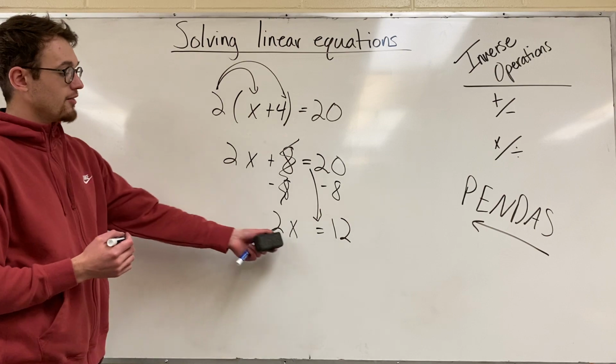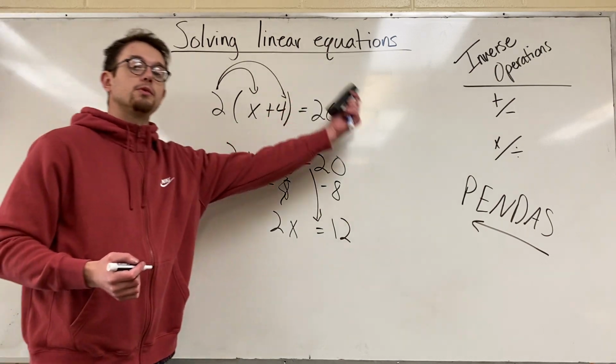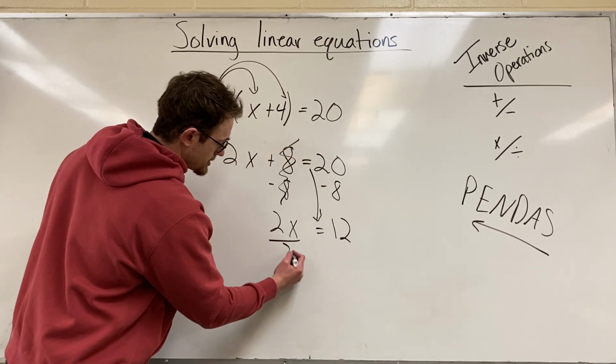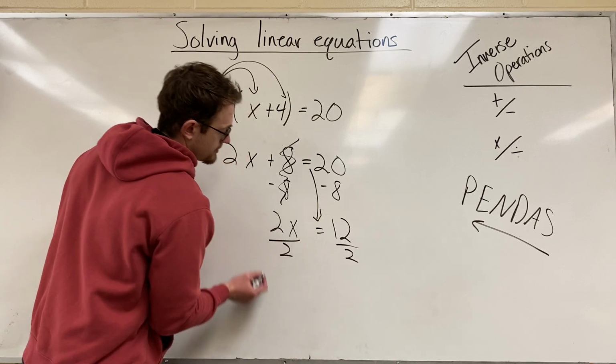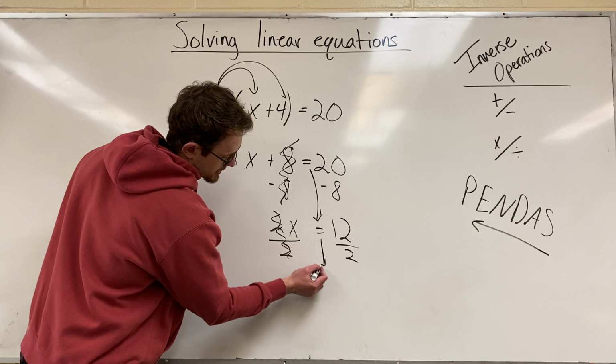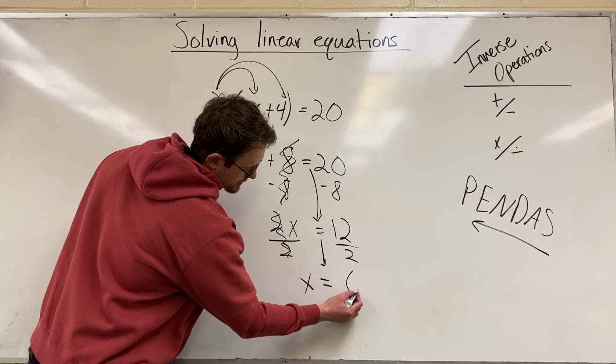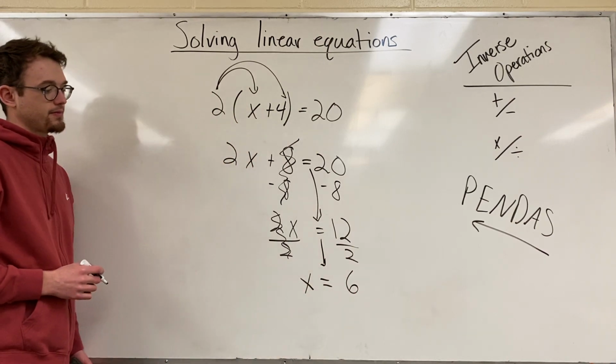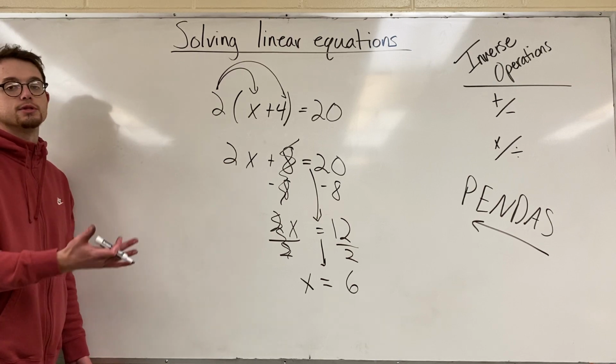Now in my last step, I have multiplication. I'm going to cancel out multiplication with division. So I'm going to divide by 2, that's gone. Drop my equal sign, x equals 6. That's my answer, x equals 6.